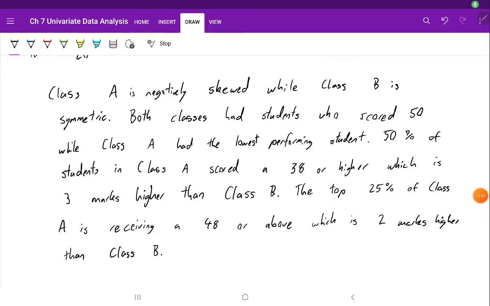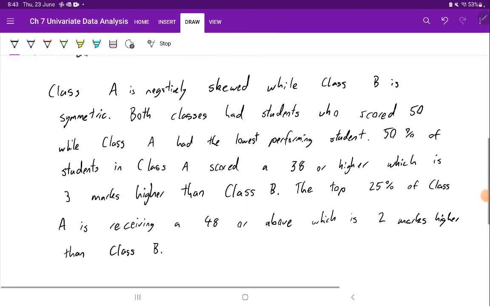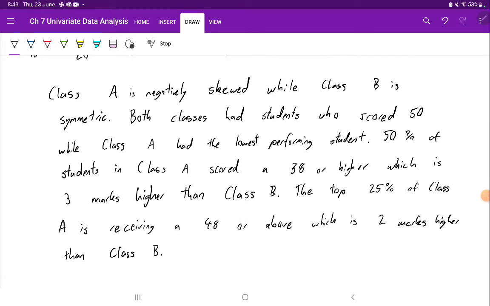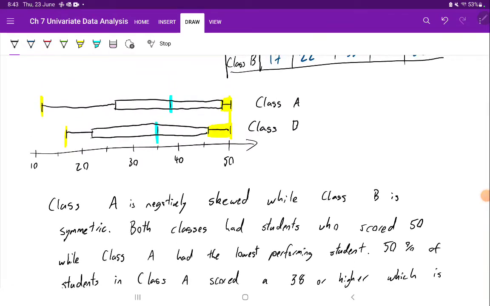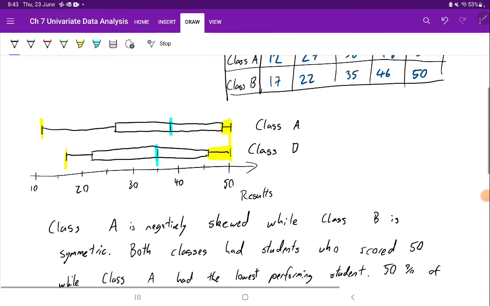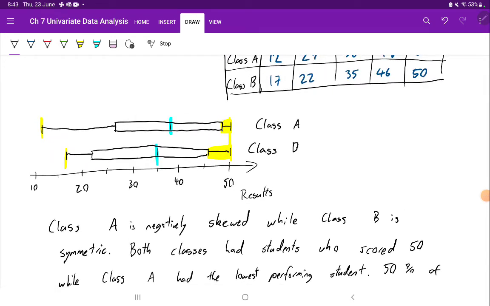There's only one thing that I'm really feeling like I'm missing out on talking about, and that's writing the word results down here, because I didn't actually label this box and whiskers plot. So there's my box and whiskers plot, my box plot all fully labeled out.